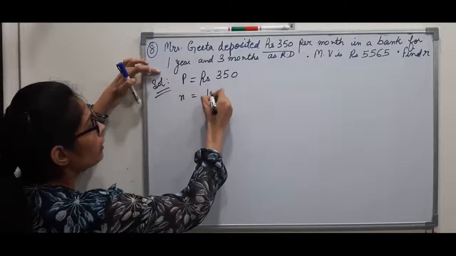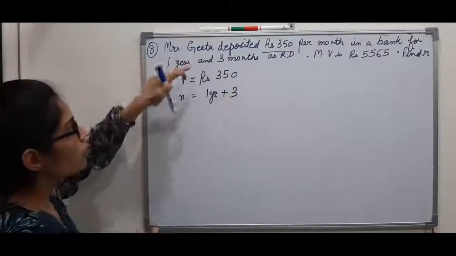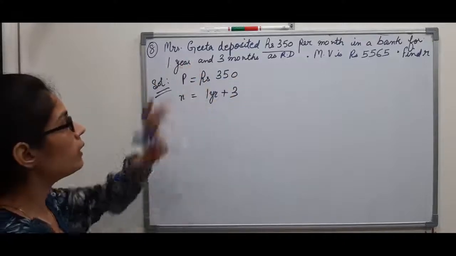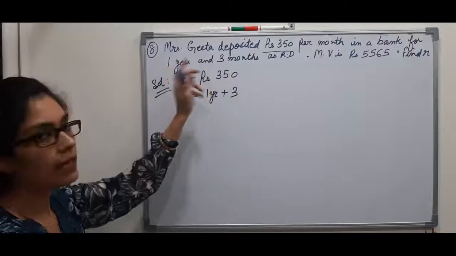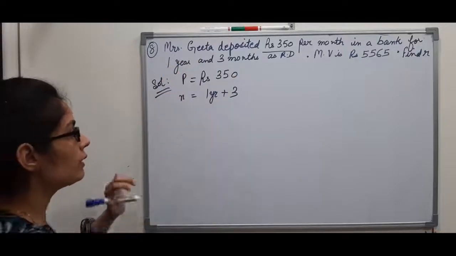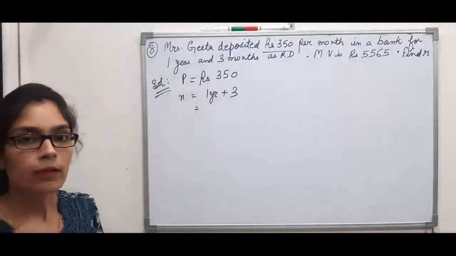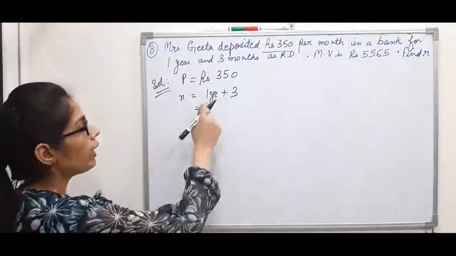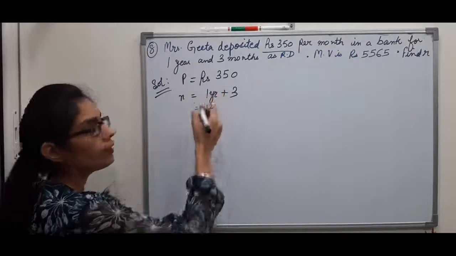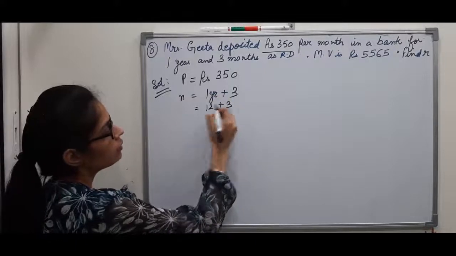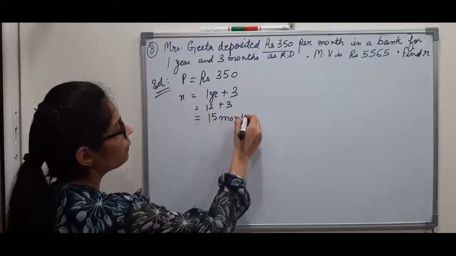N is 1 year and 3 months. See, 1 year and 3 months. Always remember, if this thing is given in this type of form, if "and" is written, you have to change that as plus sign. And one more thing, time we need in months, not in years. So I know 1 year has 12 months, so directly I can write 1 year as 12 months plus 3. So in total it will be 15 months. 12 plus 3 is 15.